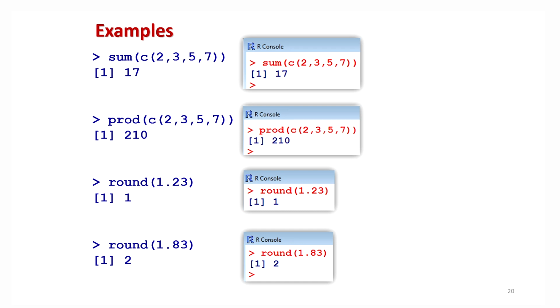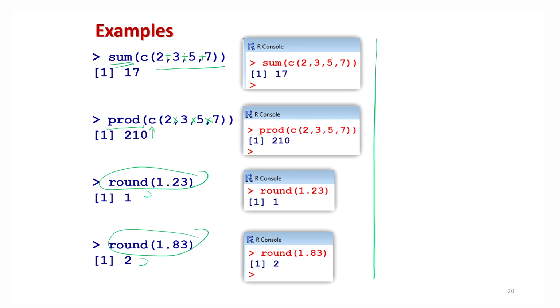Similarly, if you use sum over the data vector 2, 3, 5, 7, it adds all these values. If you want to multiply all the values inside a data vector, then the prod function, when used with the c operator, multiplies all the values together. And we know that the round off of 1.23 is 1, and the round off of 1.83 is 2, because it is more than 1.5.